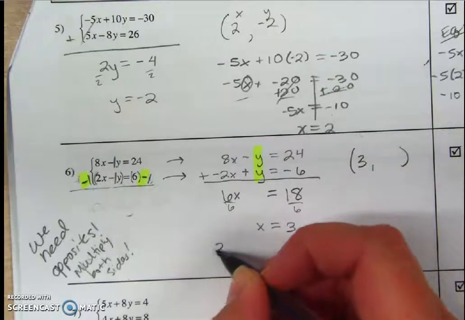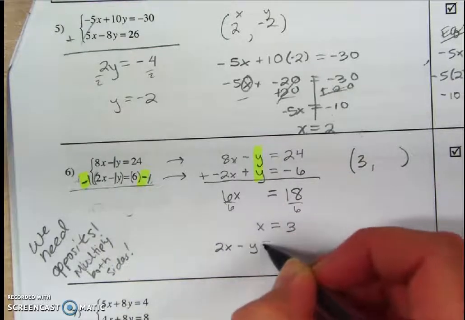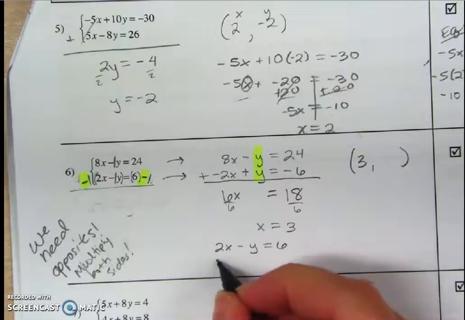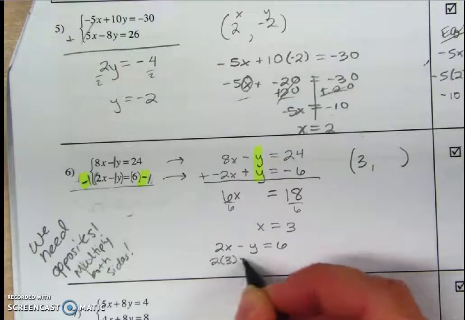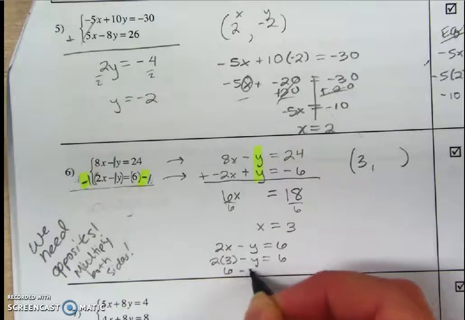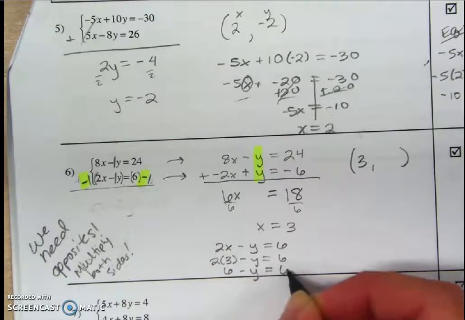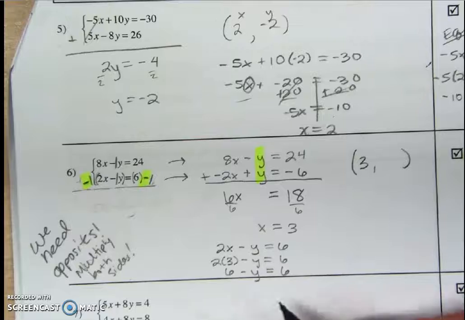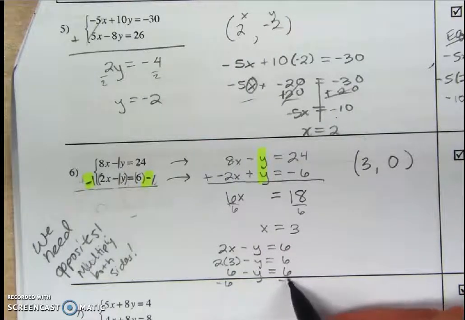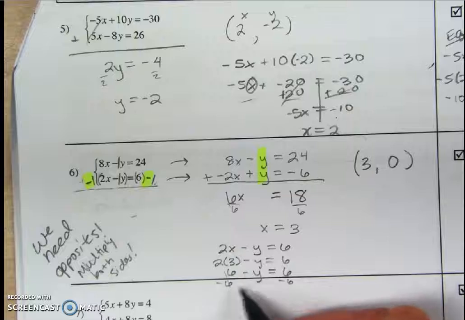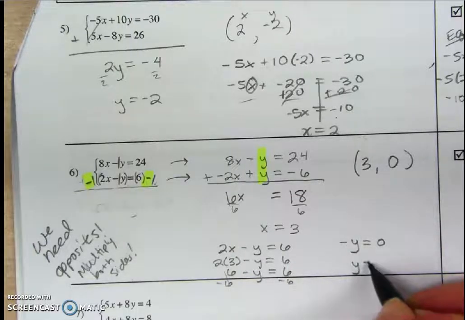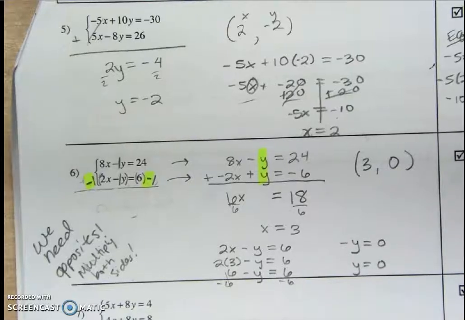That bottom equation was 2x minus y equals 6 originally. I found that x is 3, so I'll plug in 2 times 3, minus y equals 6, which means 6, take away something will still equal 6. Hopefully you're seeing that the y would be 0, but let's show the work there. Subtracting 6 from both sides would leave me with -y equals 0. Dividing by -1 means y is still equal to 0.